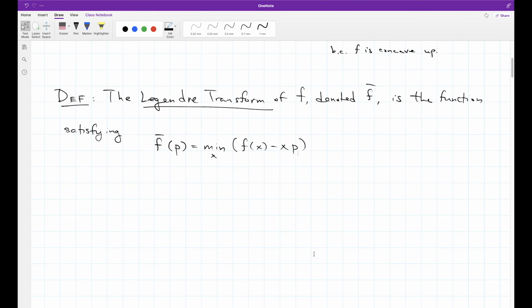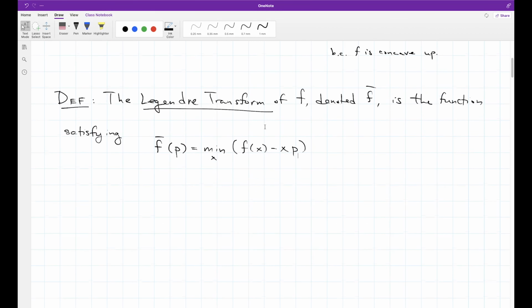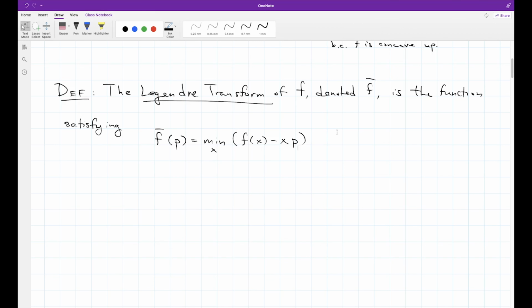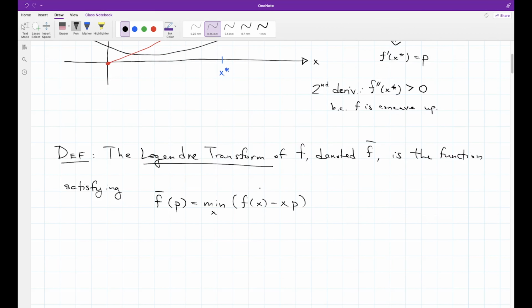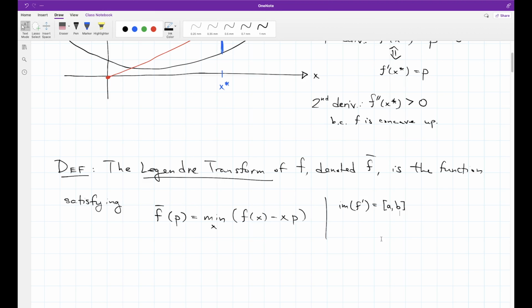Good. So this may exist even if f of x is not concave up, but let's focus on that for now just because we know that it will exist sometimes. In particular, it's probably a good time to figure out what that domain is. So if the image of f prime is equal to some interval a, b, then we have a solution to f prime of x star is equal to p for every point in a, b. And not only that, because the second derivative is positive, then we have a unique solution for every p to f prime of x star is equal to p. So that means that f bar goes precisely from a, b to R. Excellent.